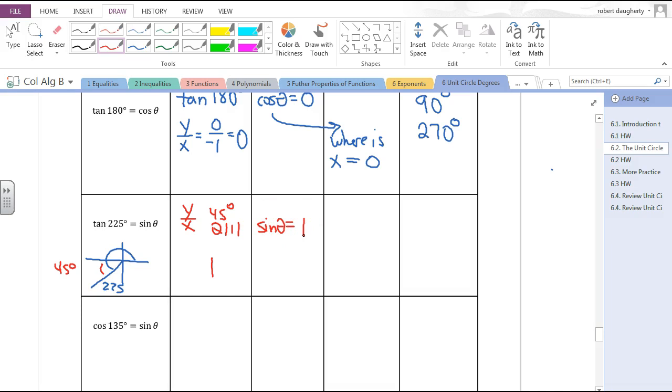Okay. So what's the definition of sine? Y. So this is asking you, where is y equal to 1? Where on the unit circle do I see y equal to 1? 90 degrees. Is there any other spot that happens? Yeah, that's the only spot where y is equal to 1. Okay, so 90 degrees is the only answer to that one.